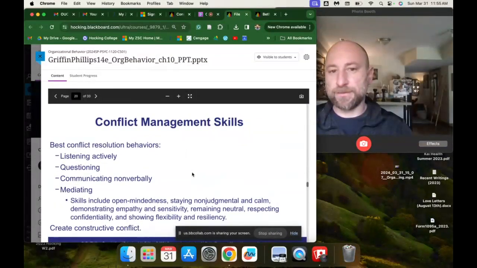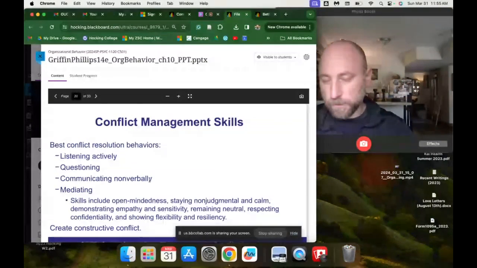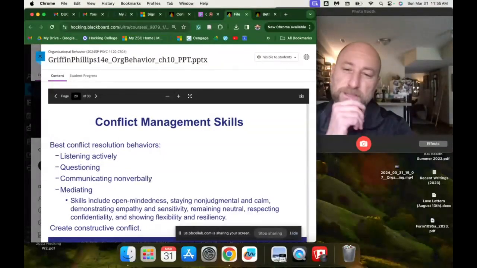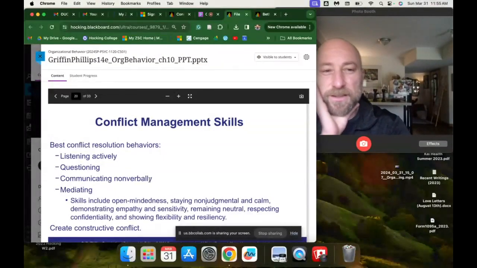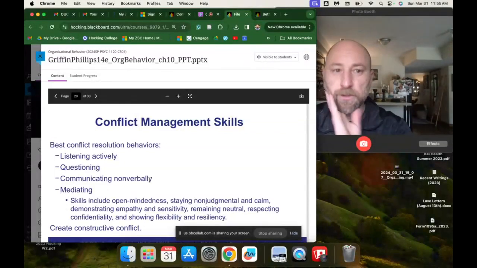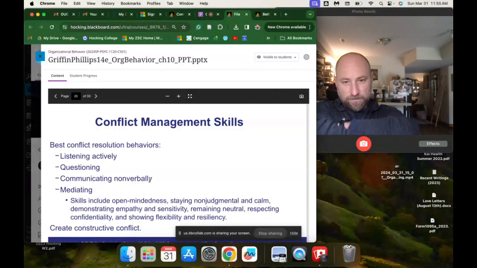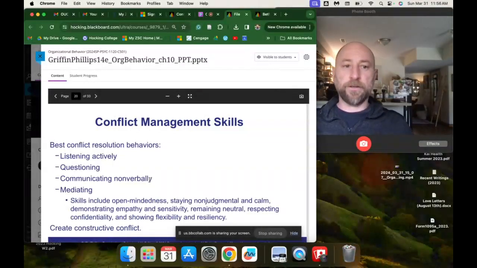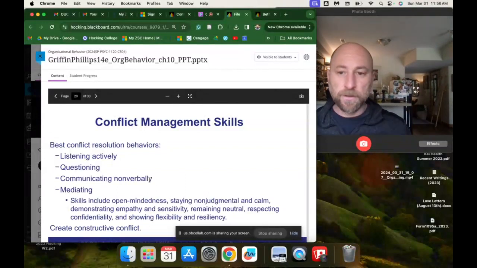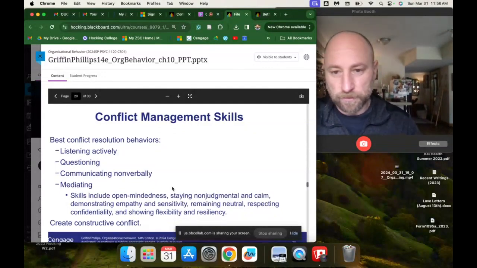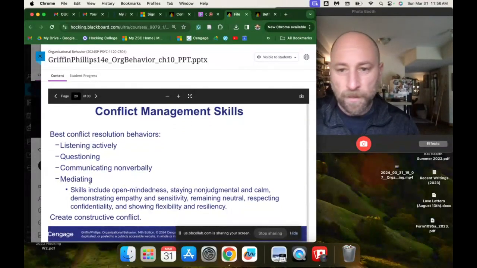What are some conflict management skills? Listening actively, questioning, communicating non-verbally, and of course positive communication. If you're sitting there scowling and punching your palm or something, that's not good non-verbal communication. Showing concern and open body posture is better. If your arms are closed, that's not a good way to manage it. But if you have an open body posture, slightly leaning forward, your hands are not clenched together, and you have a concerned or pleasant look on your face, not an angry one.